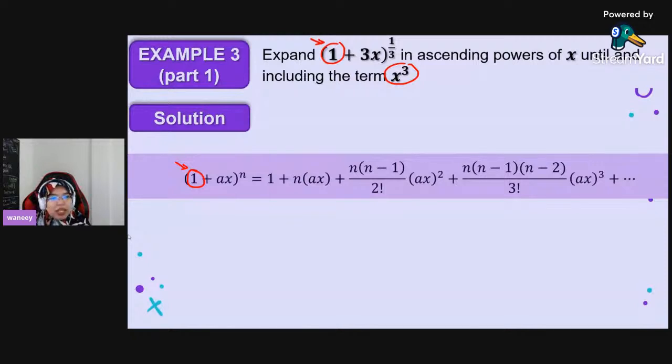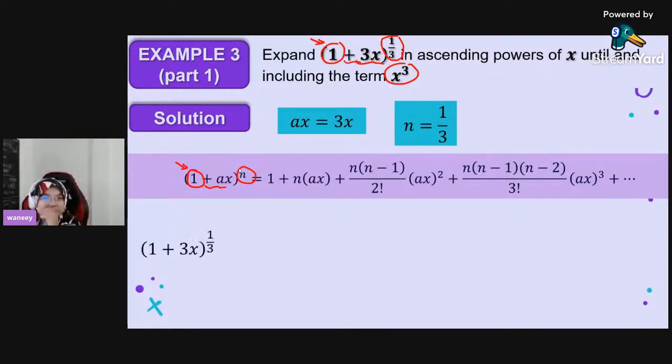So what is your ax? Compare ax. This is positive 3x, so ax will be equal to 3x, and then n will be equal to 1 over 3. Now we are going to substitute into the formula one by one. So 1 plus 3x to the power of 1 over 3.